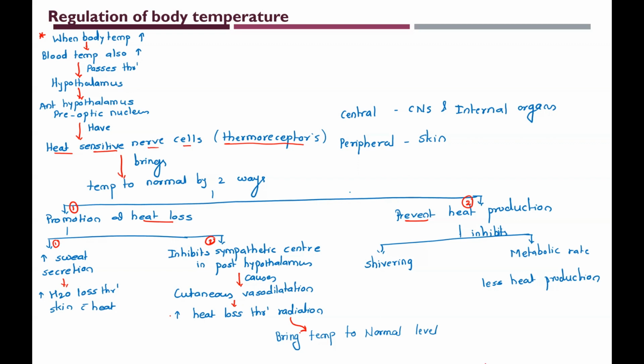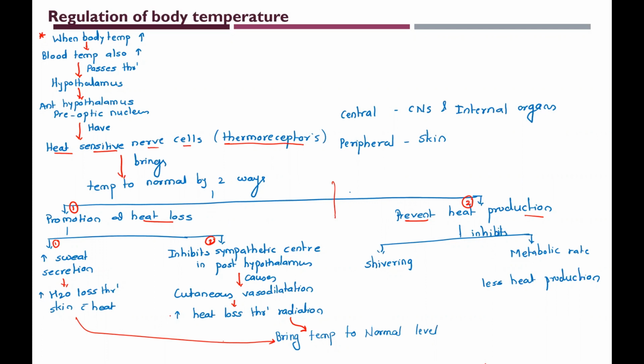Okay, so there are two ways to bring the temperature to normalcy when it is increased: by promoting heat loss and by preventing heat production. When heat loss is promoted, how? By increased sweat secretion, and second, by inhibiting the sympathetic center in the posterior hypothalamus, which causes cutaneous vasodilation and increases heat loss through radiation. Okay, so both of these are efforts to bring the temperature to a normal level. So this is about the first part.